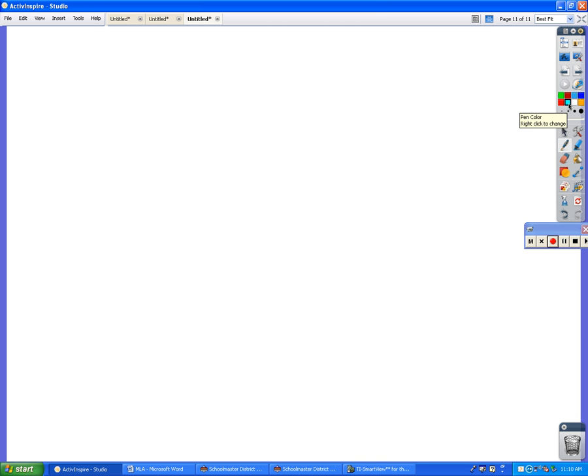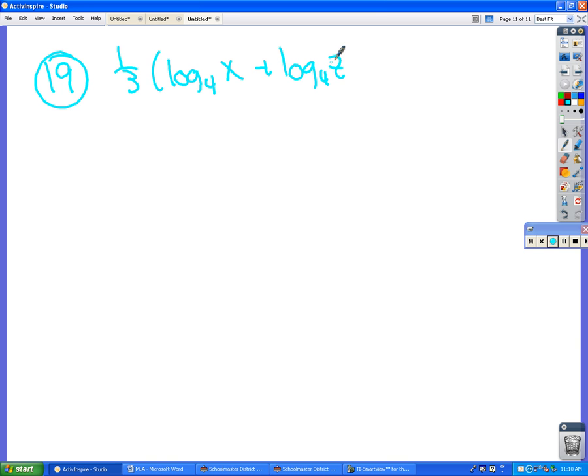Okay, and then number 19. Two different ways. Well, let's distribute the 1/3 first. Let's do it the easy way. So this is going to start out being 1/3 log base 4 of x plus 1/3 log base 4 of z. I just distributed the 1/3 to both terms.